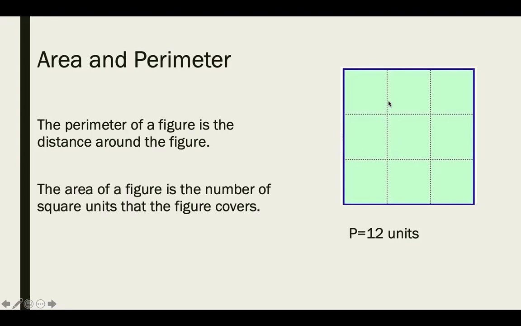So in this case, you can see we have 1, 2, 3, 4, 5, 6, 7, 8, 9 square units. Sometimes we write this units squared. And another way we can find this for a square is to multiply the 3 by 3 to see how many square units we have.